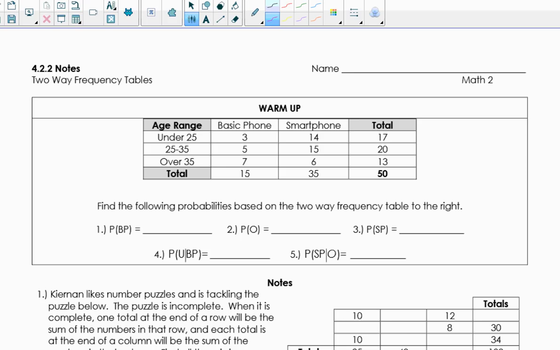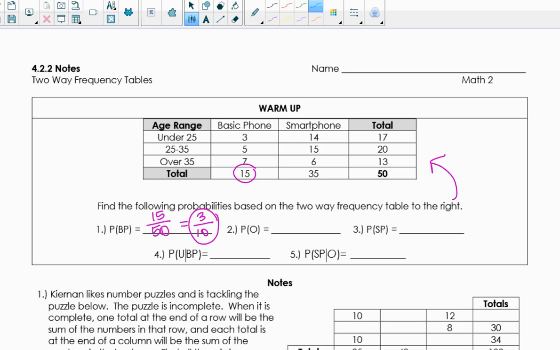So if you look, this two-way frequency table is already filled in for us. It says find the following probabilities based on the two-way frequency table to the right. Oh, sorry. We moved it. It's above. All right, so the probability of BP, which is a basic phone, this is just in general, so that's 15 out of our sample space, which is 50. So then you're looking at 3 over 10, or 30%. Okay, I'm just going to stick with simplified fractions here.